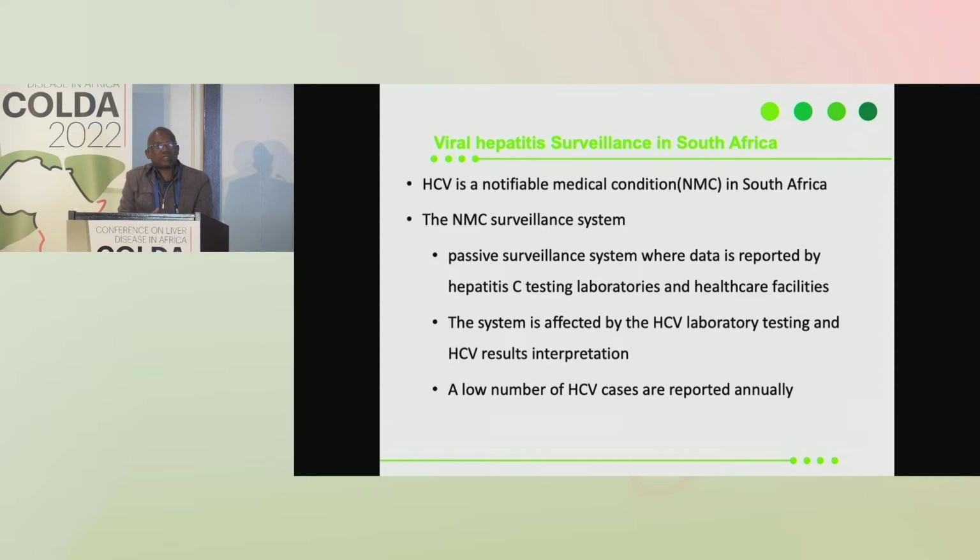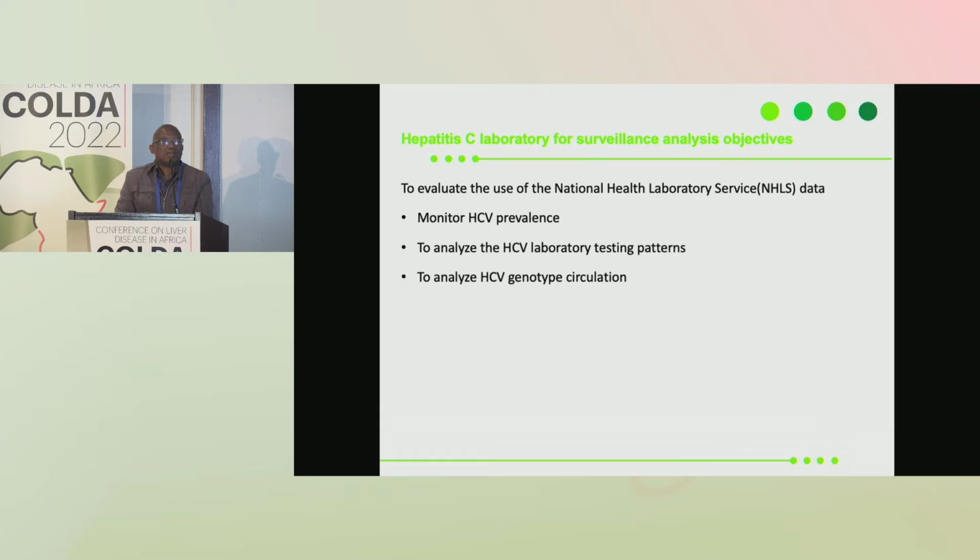Looking at the NMC, we noticed that it is underreporting for hepatitis C virus. Then we decided to look at the National Health Laboratory data, which we thought would be a better source of data to monitor prevalence. We also analyzed the laboratory testing patterns, and looked at the circulating genotypes.